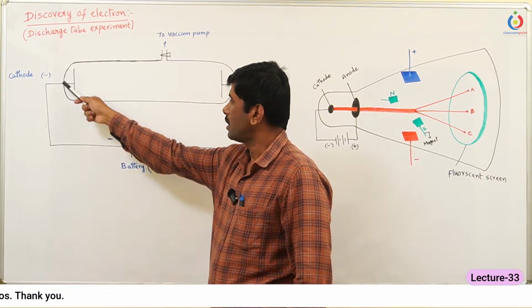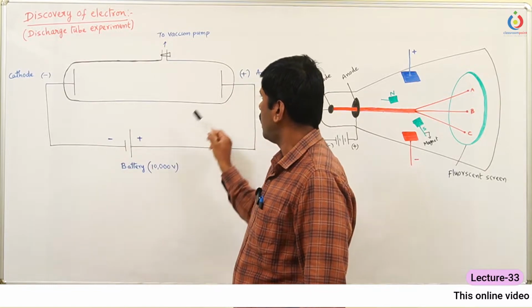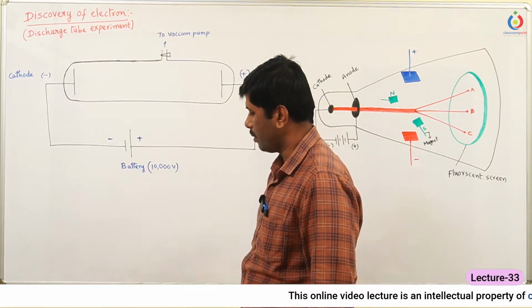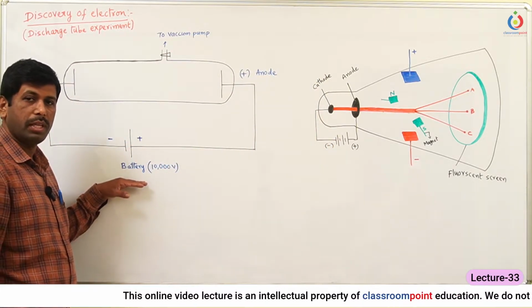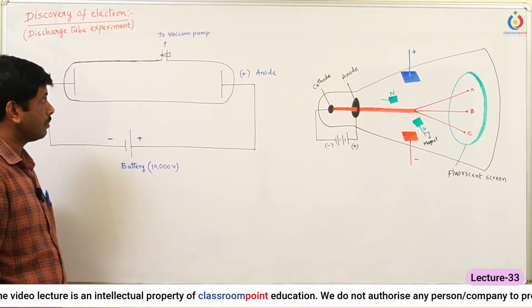The metal rod which is connected to the negative end of the battery is known as the cathode, and the metal rod connected to the positive end of the battery is known as the anode. And here the battery must be able to provide a high voltage of approximately 10,000 volts.